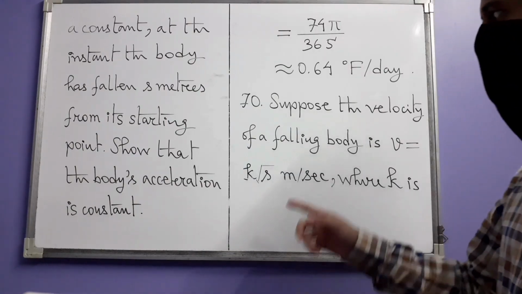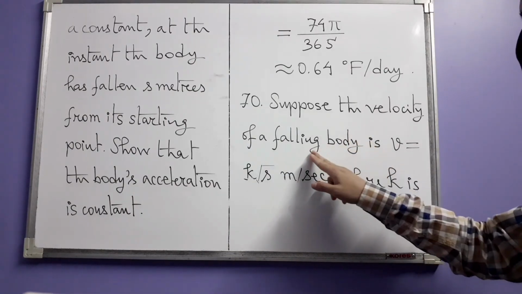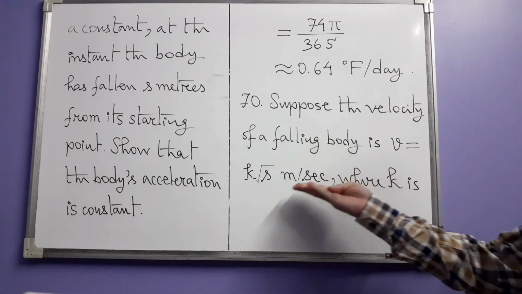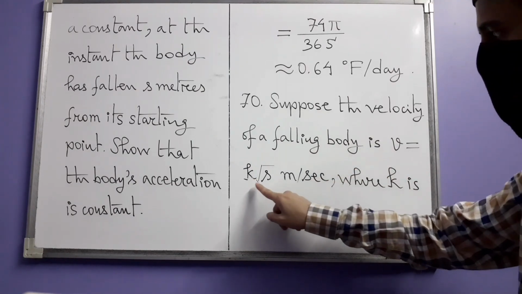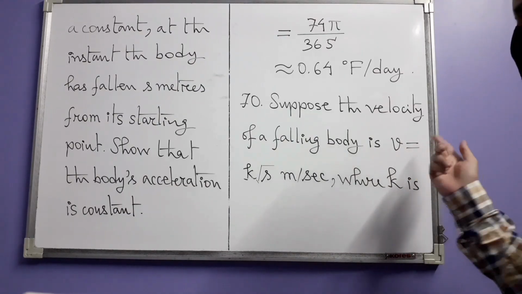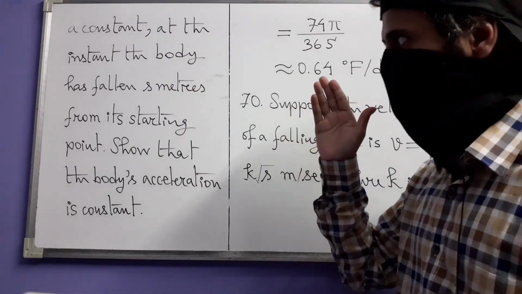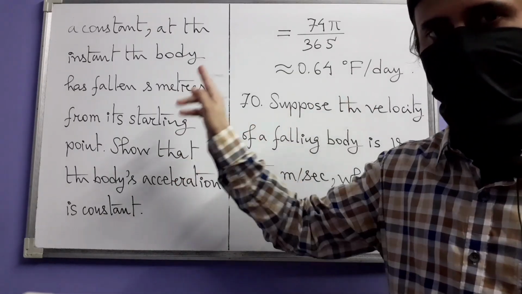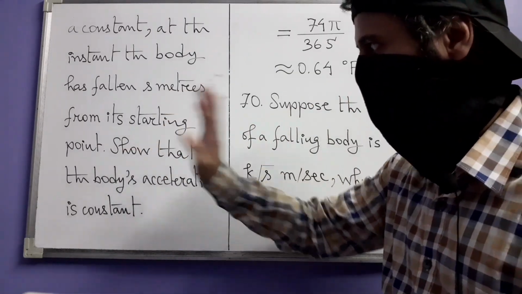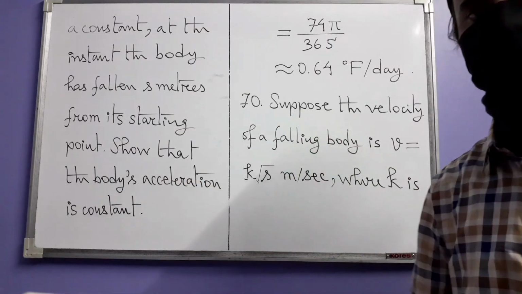Next we have this number 70 involving a falling body. Suppose the velocity of a falling body is given by this expression, k times square root of s meters per second, that's the velocity, v equals this, where k is a constant. At the instant the body has fallen s meters from its starting point, we have to show that the body's acceleration then is constant.